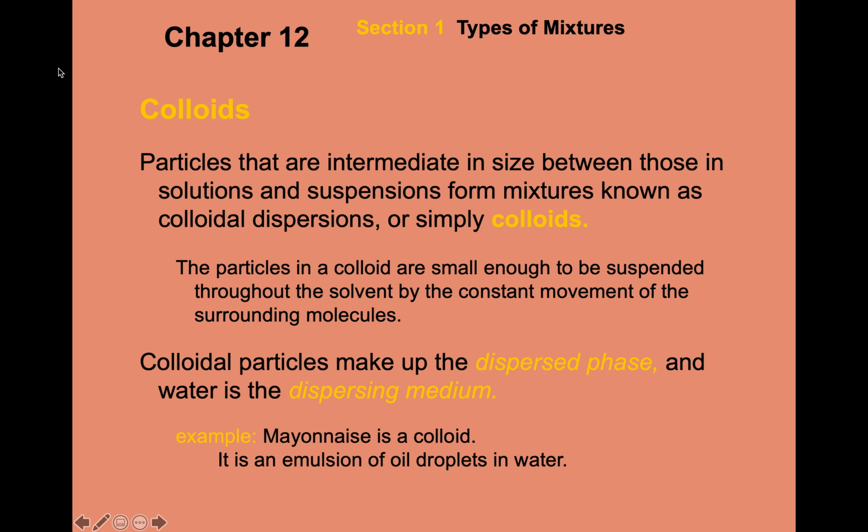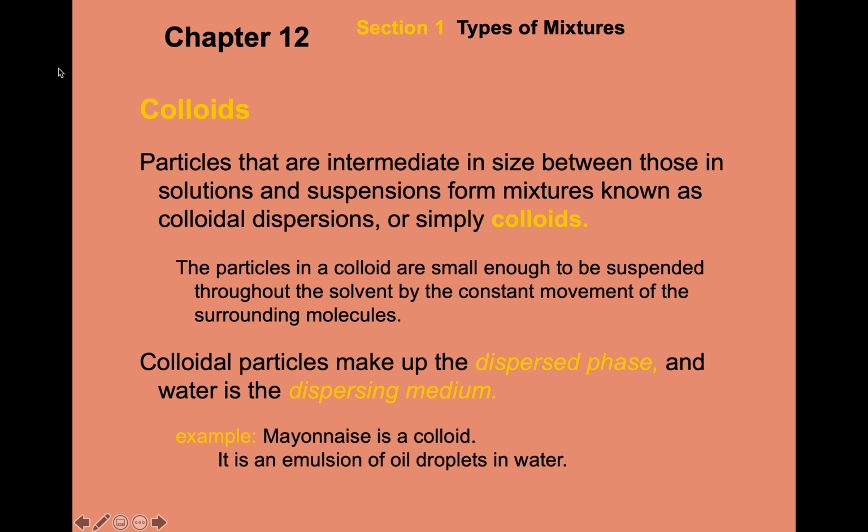Colloids are different from suspensions because when you mix them, they tend to stay mixed. Our examples here are things like mayonnaise, and if we make it correctly, an emulsion. So an emulsion is different than a suspension.